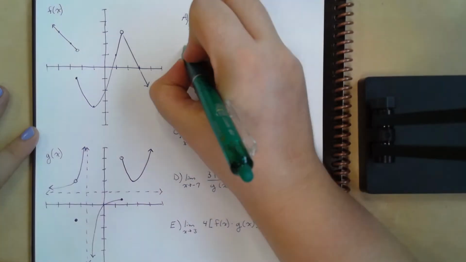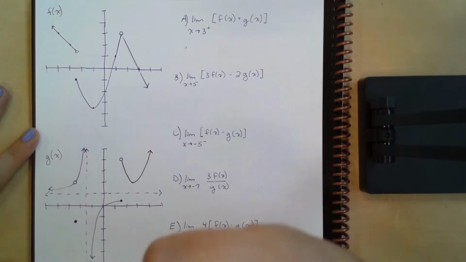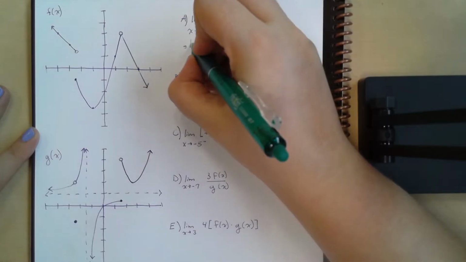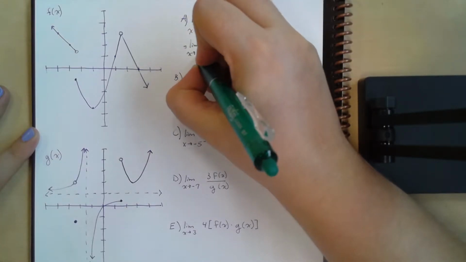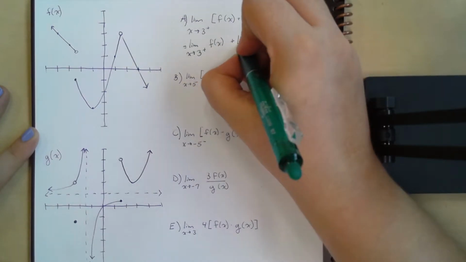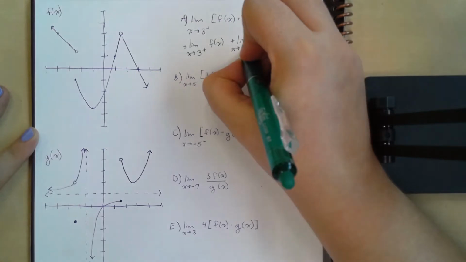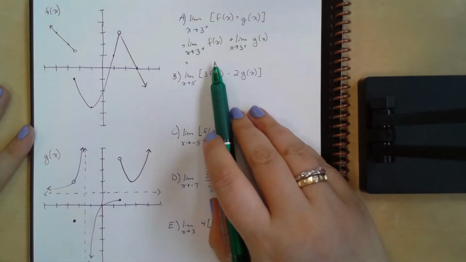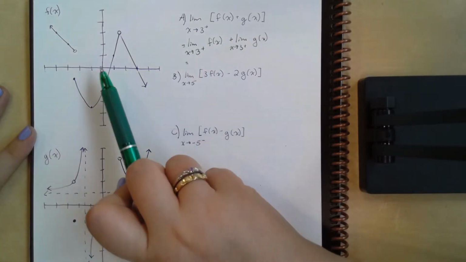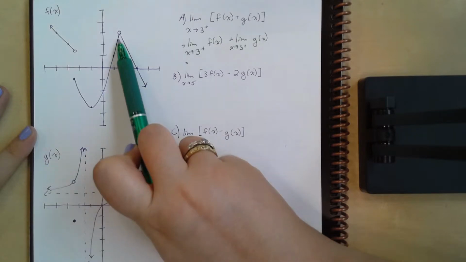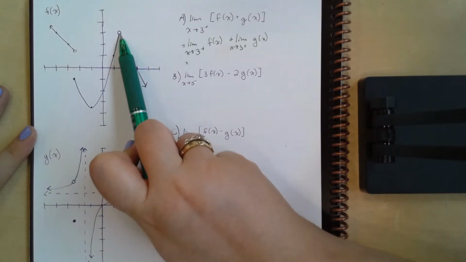So we're going to have this be, and I'm going to write this out long form here, but I'll probably start cutting it shorter as we go on, the limit as x approaches 3 from the right of f of x plus the limit as x approaches 3 from the right of g of x. Well, the limit as x approaches 3 from the right, so here I've got 2, 4, 6, so here we've got 3. The limit as x approaches 3 from the right looks to be about 6.